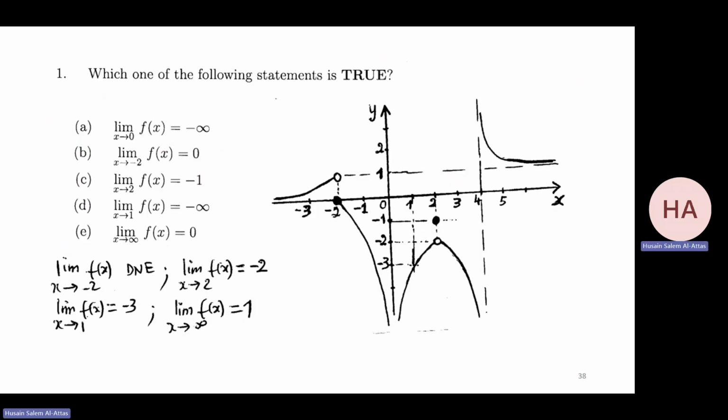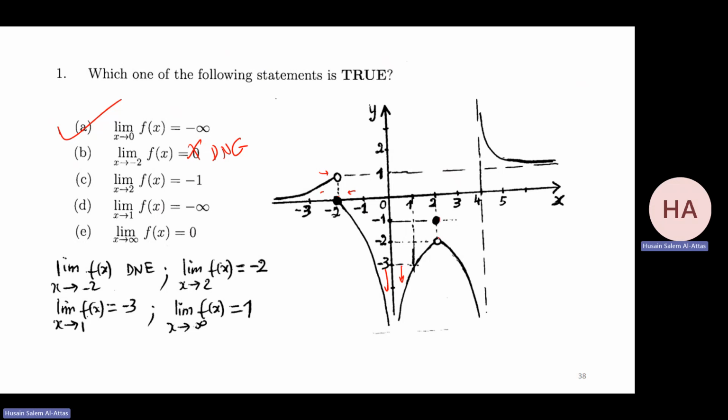Same thing, I have a graph. I want to ask some questions. X goes to 0. For sure, it goes to minus infinity from both sides. X goes to -2 here, so it does not exist. Right not equal left. Right not equal left.